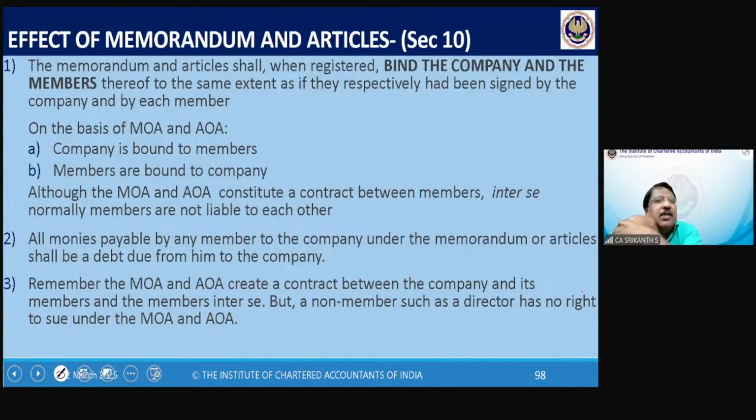Once the memorandum and articles are registered, they will bind the company and the members to the same extent as if they respectively had been signed by the company and by each member. Not only that, future members will also be bound. Any new person who becomes a member will be bound by the same contract. But a non-member has no right under the MOA and AOA, even if he is mentioned.